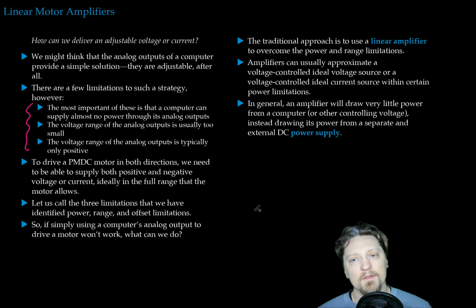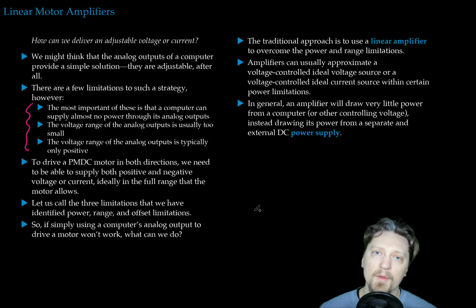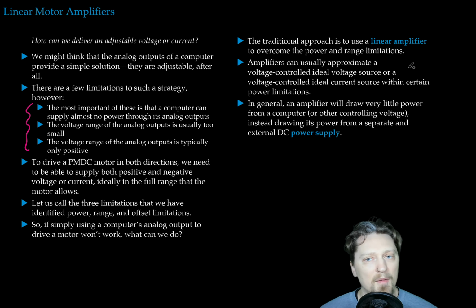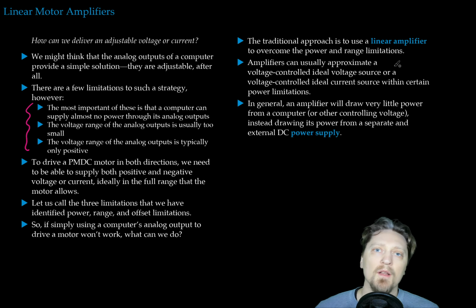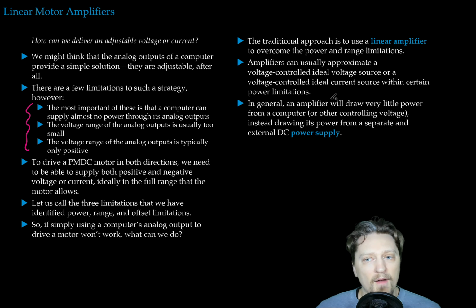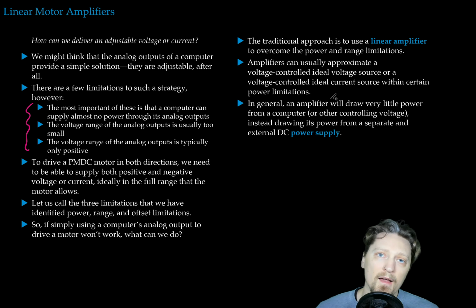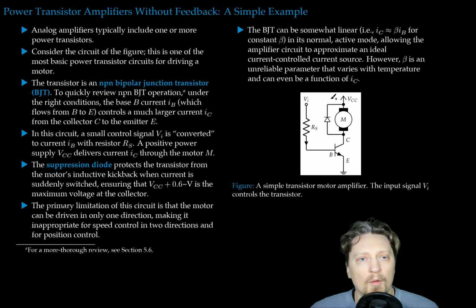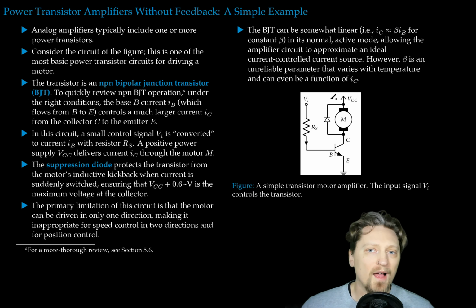So if simply using a computer's analog output to drive a motor won't work, what can we do? The traditional approach is to use a linear amplifier to overcome the power and range limitations. Amplifiers can usually approximate a voltage-controlled ideal voltage source or a voltage-controlled ideal current source within certain power limitations. In general, an amplifier will draw very little power from a computer or other controlling voltage, instead drawing its power from a separate and external DC power supply, like we saw at the beginning of this section.